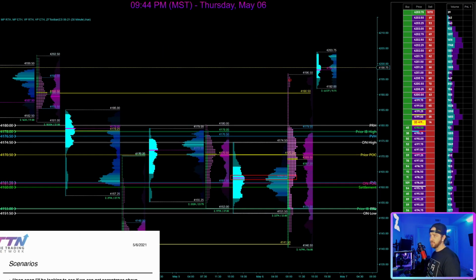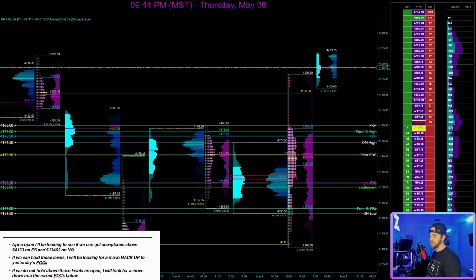Eventually, at the end of the day, we moved up into the high from yesterday, through the overnight highs, and into that naked POC from the third. Scrolling down a little bit here, you can see that these line in the sand levels were what I was looking at, 4163 and 13,462.